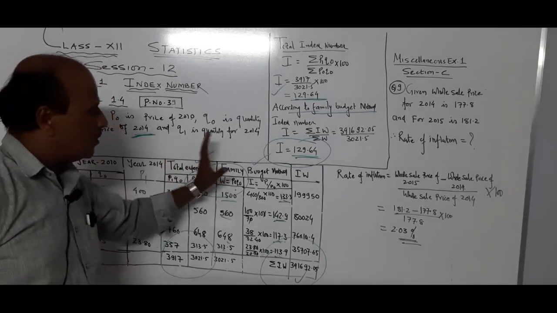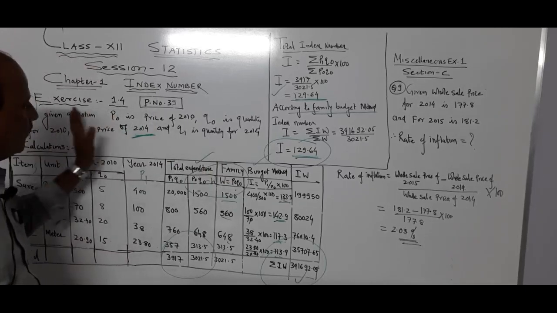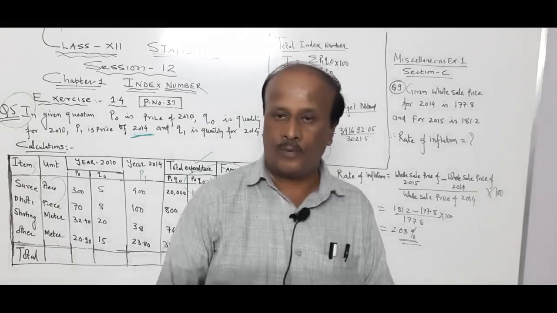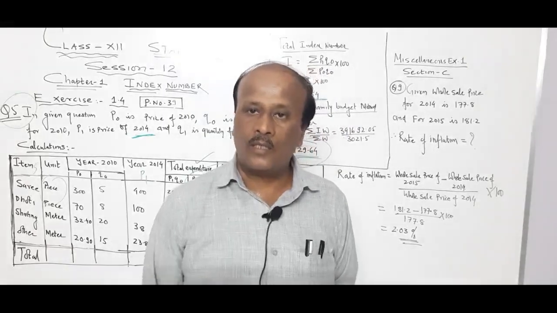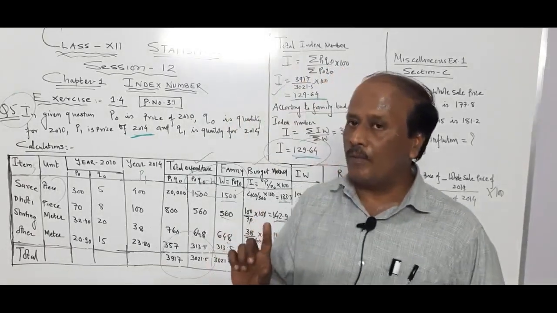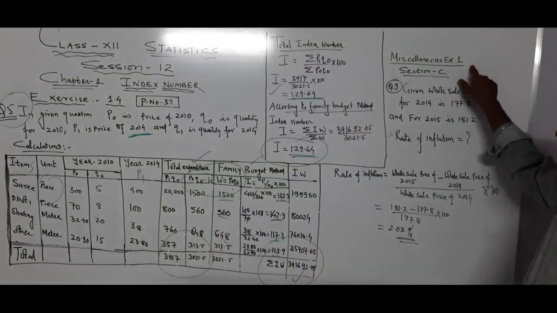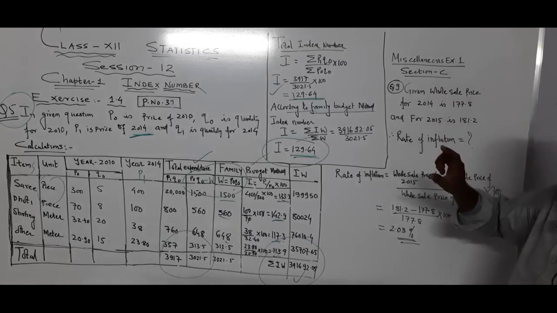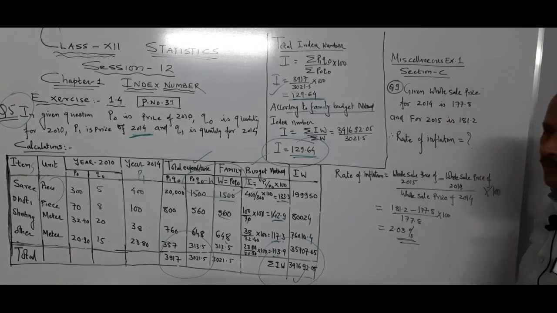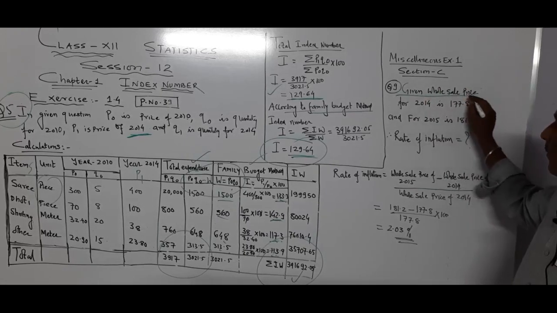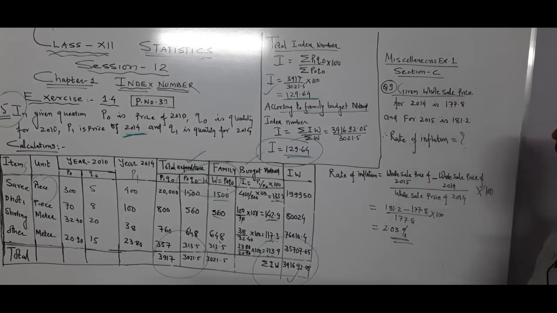So this was question number 5 of exercise 1.4. Already one question I did for 1.4. You practice other questions also. Now I picked up one more easy question from miscellaneous exercise 1, intentionally an easy question, but it comes for 2 marks. That is question number 9. First time I am doing this type of question.